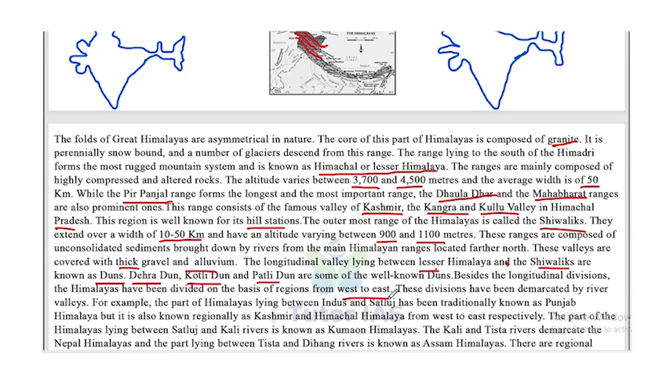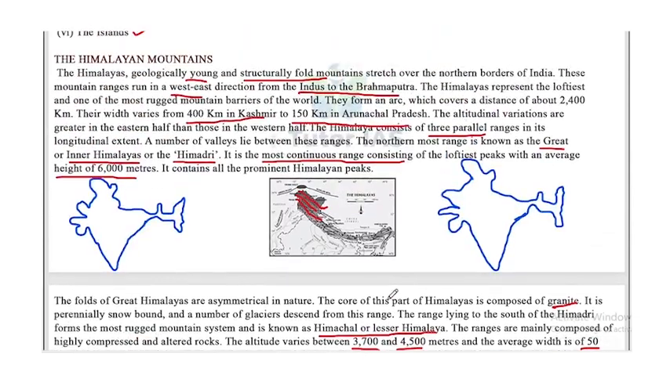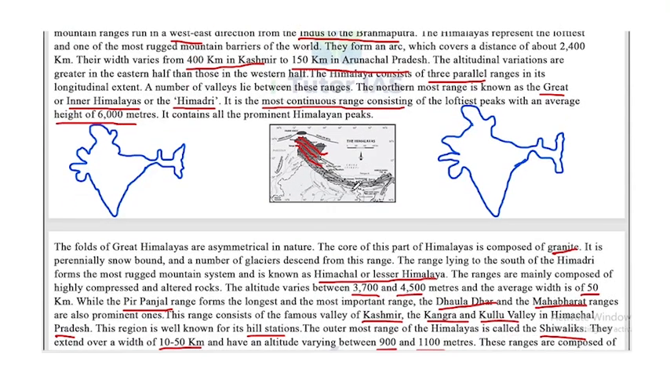So first we discussed the longitudinal division. According to the longitude, the Himalayas can be classified into three types, or there are three parallel ranges. The first one is Himadri, or Inner Himalaya, or Great Himalaya. What is the specialty? They are the most continuous ranges, they consist of the highest peaks, and the average height is 6,000 meters. The core of this part of the Himalaya is composed of granite.